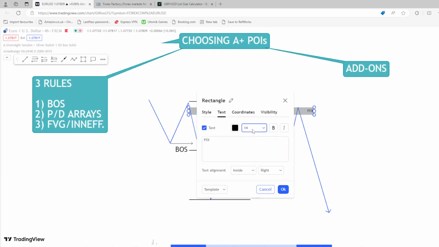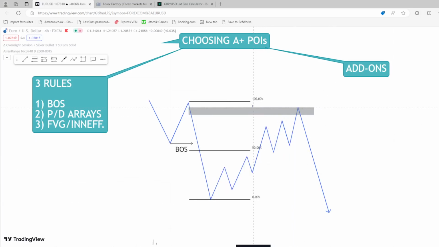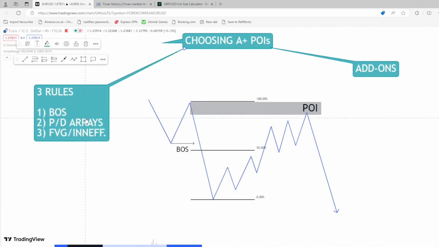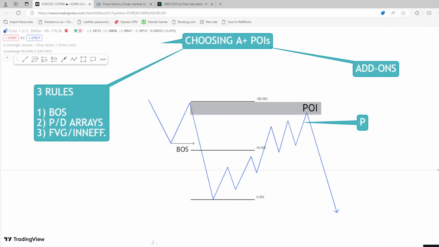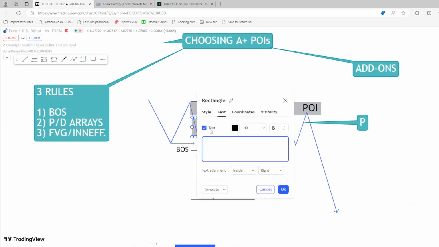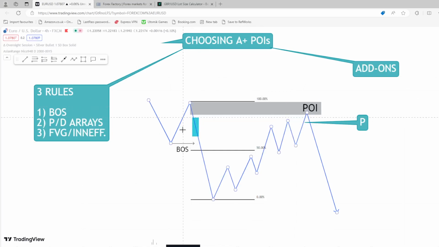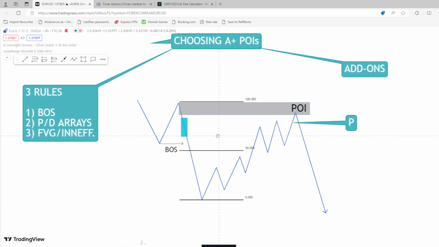Now that we've seen our POI in this region over here, this is what our POI is typically going to look like. Our POI must satisfy these three rules to the left of your screen. There must be a clear break of structure. It must be priced in the premium when we're looking for a bearish POI. So we see it priced above the 50% level in the premium, and it must leave a fair value gap. So there must be a fair value gap or an inefficiency in this region, and I'll label that in blue. This blue box represents an inefficiency in price.